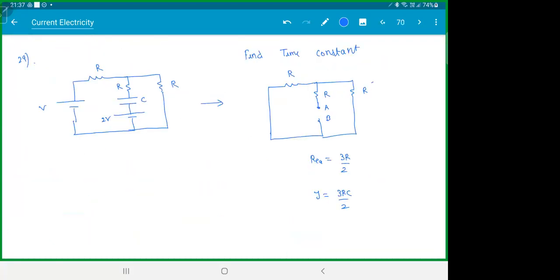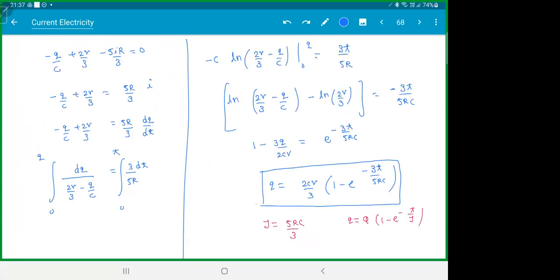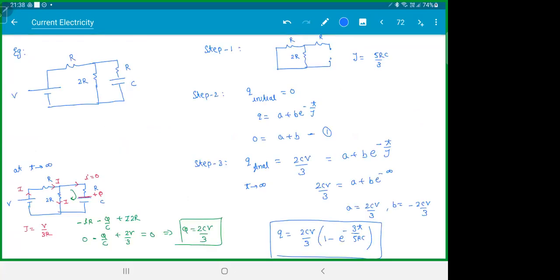Isn't this the same answer we got with integration? 2CV by 3 into 1 minus e power minus t by 5RC. Check. See, exact same answer. The advantage of this method is that you can completely skip integration. But the disadvantage is that it is valid only when there's one capacitor. Please check the steps. I'll give you one more like this. Pretty good one. You can skip integrations and solve. These are advanced level problems.